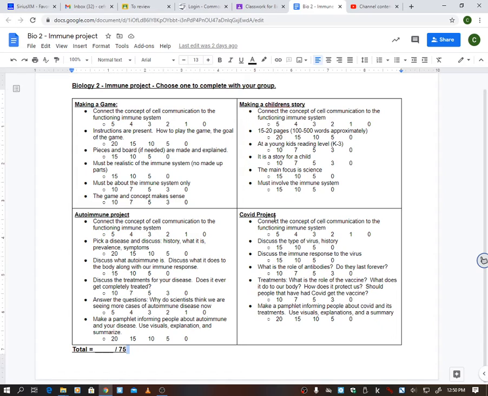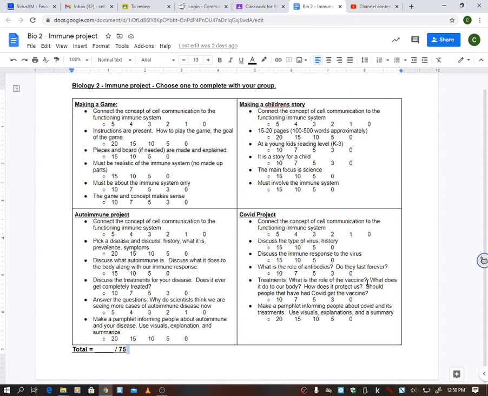The COVID project is very similar. It's the whole communicating on the first one. Discuss the type of virus, its history. I'm not talking about just COVID-19. I mean, what is the history of COVID? Discuss the immune response to the virus, so what happens once it gets in our body. What is the role of antibodies? Do they last forever? What do we know about COVID and our antibodies and all of this?